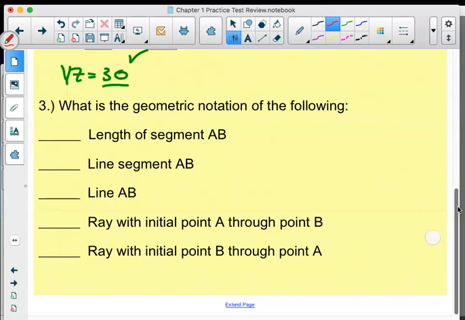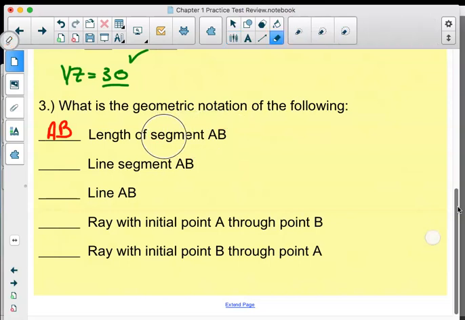Okay, length of segment AB is just AB. Now, a lot of times we have segment AB, and that should have been segment AB like this. Length of that, or segment AB, could have been like that. But when we're talking about it, it's the length from A to B of that segment.